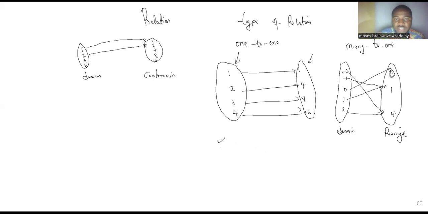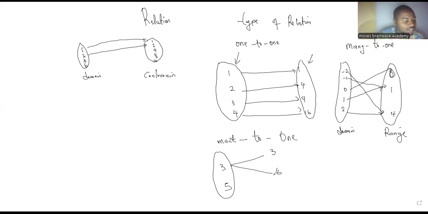We have many mapped to one. A perfect example will be this one over here. We have 3, and then we have 5, and 3 is mapped to 3, and the same 3 is mapped to 6, and then the same 3 is mapped to 9, while 5 is mapped to 10. Now, this kind of relation is called one-to-many. You understand?